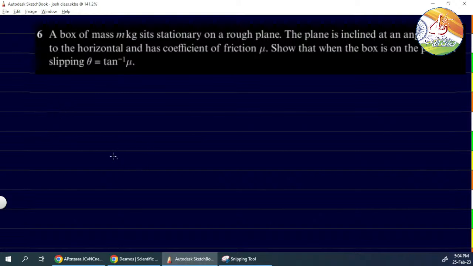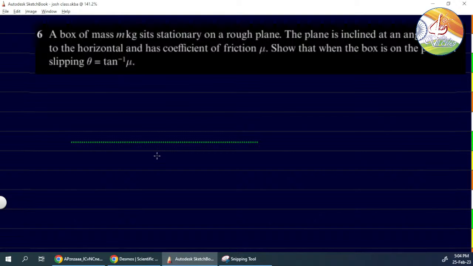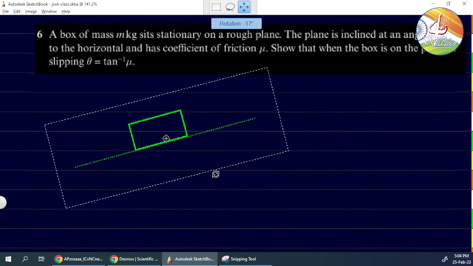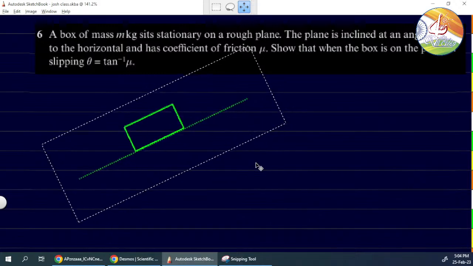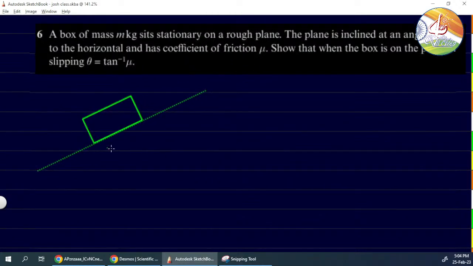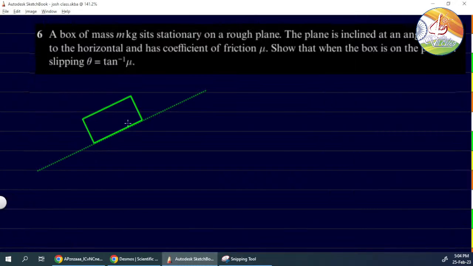Okay, so let's take a plane like this. Actually, the plane is inclined, right? So let's keep the box like this, and this is actually inclined, correct? So now it's inclined, and now let's take all the forces. So what are the forces acting?